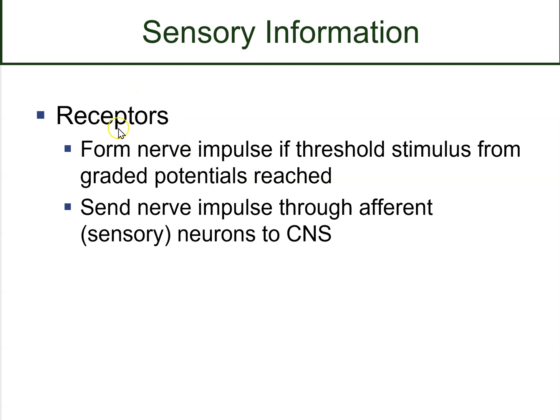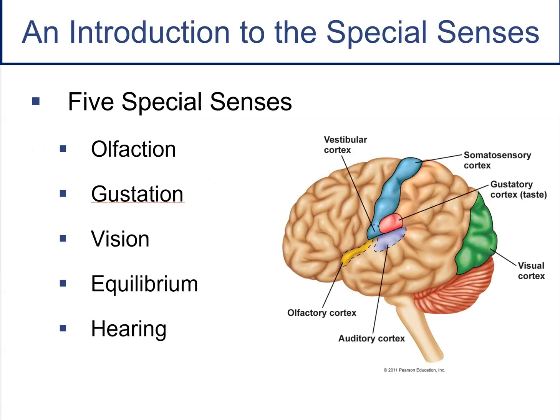That nerve impulse is formed by the receptor and sent through the afferent or sensory neurons to the CNS for interpretation. So where in the CNS is all this interpreted? Well, we looked at this a little bit when we looked at the brain. Remember, our general senses, or sense of touch, are all processed in that postcentral gyrus. That was called your somatosensory cortex or primary sensory cortex, and that's things like temperature and pain and pressure, and we've already studied that. We are going to focus on the special senses.